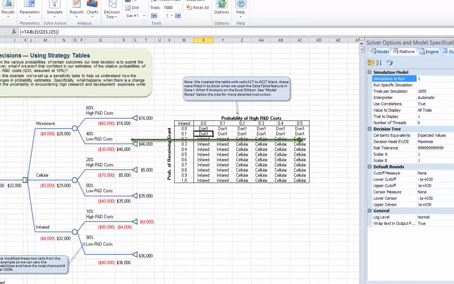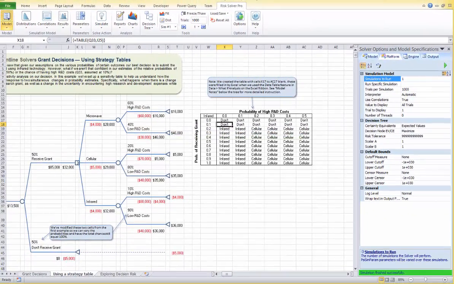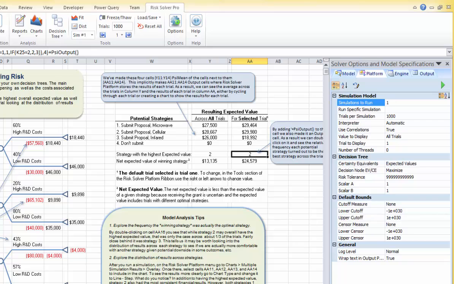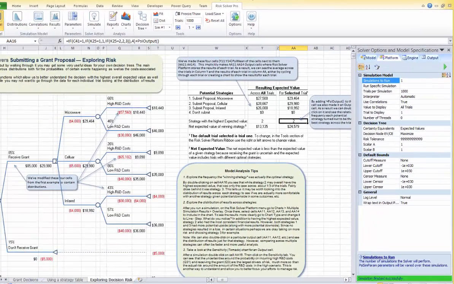Now, instead of simply varying parameters, we can use the power of simulation to consider many more possibilities. Here is another version of this decision tree. The main changes with this tree are that we have added numerous distributions for both the probabilities of certain events happening, as well as the costs associated with certain outcomes. In addition, we have built a table using several PSI functions, which allow us to better understand the decision with the highest overall expected value, as well as a way to look at results by individual trials.